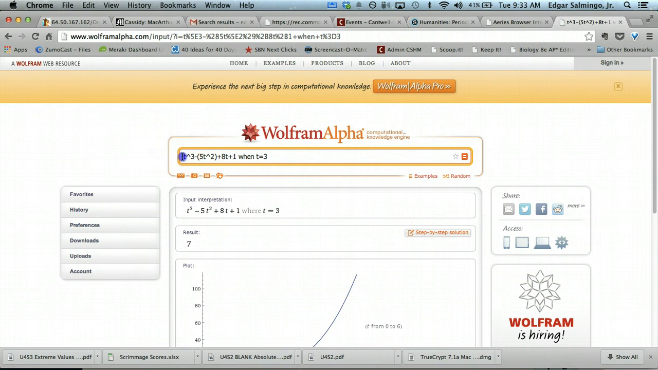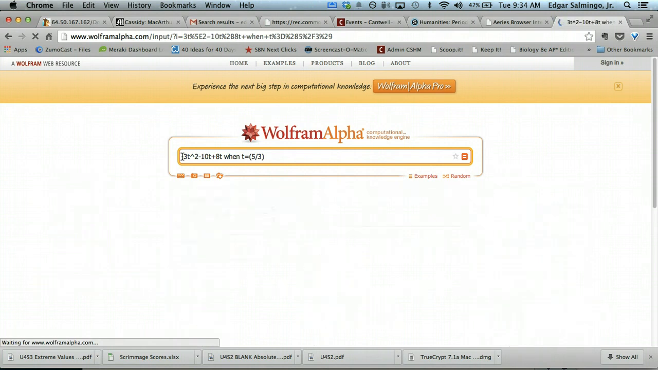Instead, this should be 3t squared minus 10t plus 8. So let's try all 3 numbers. The first number, remember my critical number was 5/3. So let's say when t equals 5/3, put in the calculator and let's see what value we get.